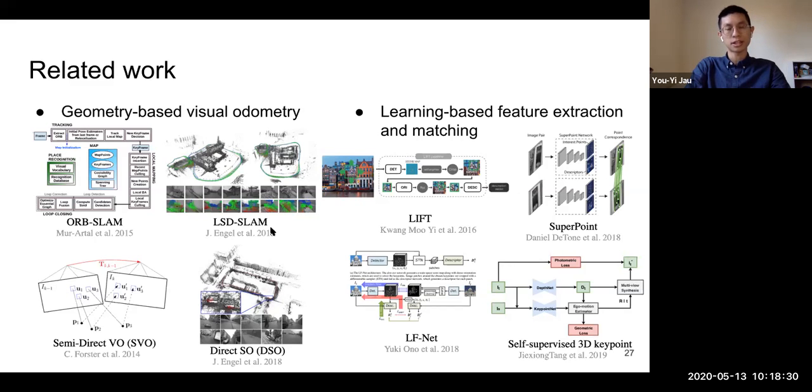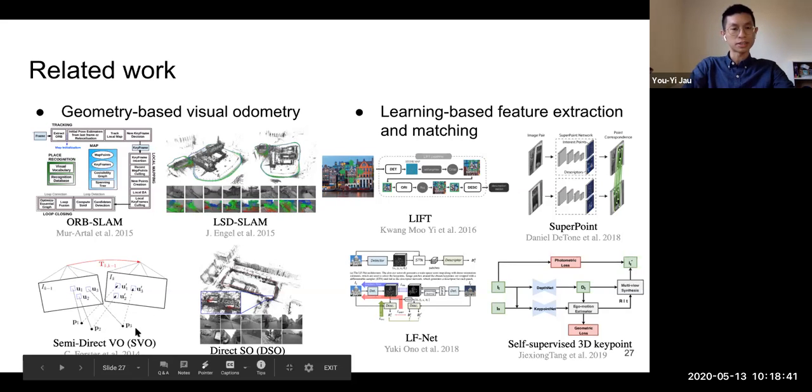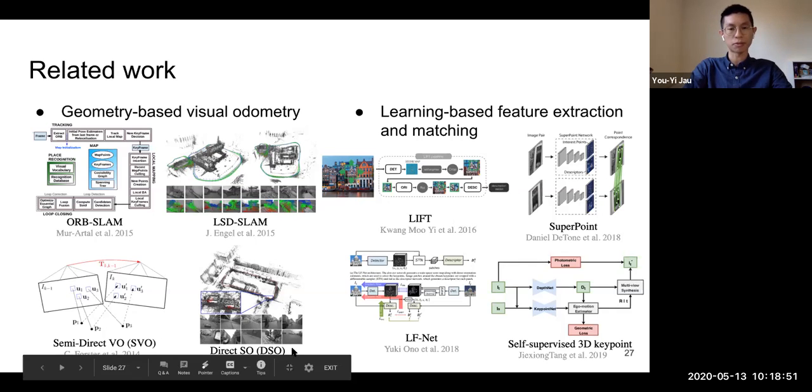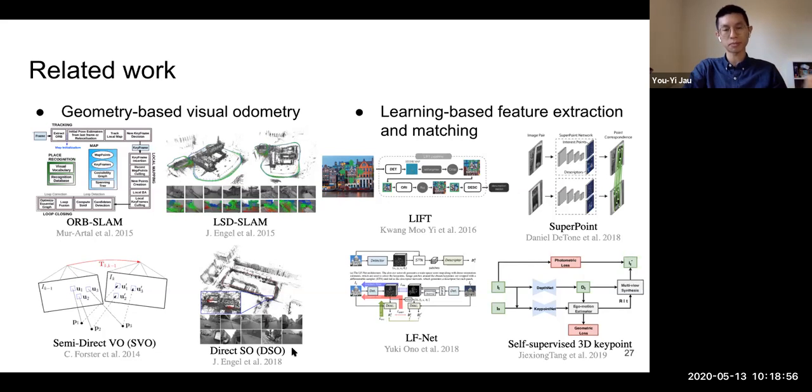They use the image pixels to do direct optimization, so it is called a direct method. For semi-direct visual odometry, they combine the idea of sparse correspondences and direct optimization. And for direct sparse odometry, they use a sparse method but direct optimization and achieve really good results.